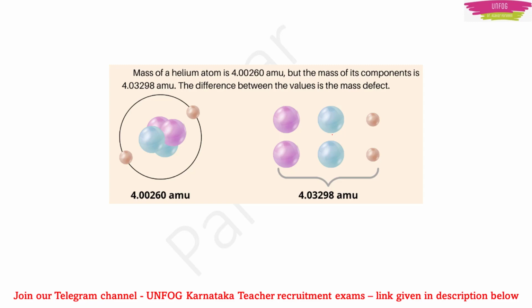I have brought one example, like I told you, the same example with helium here. You can see that the mass of helium is 4.00260 AMU. But if you see the constituents, you are taking 2 electrons, 2 protons, and 2 neutrons together. Everything together means there is some difference. Both values are not the same. Okay, this is known as mass defect.